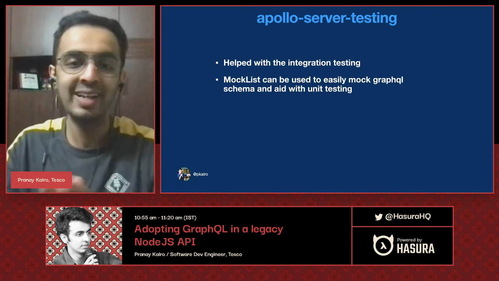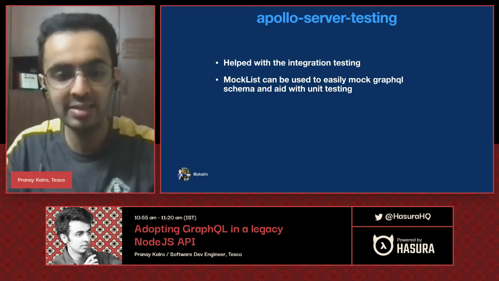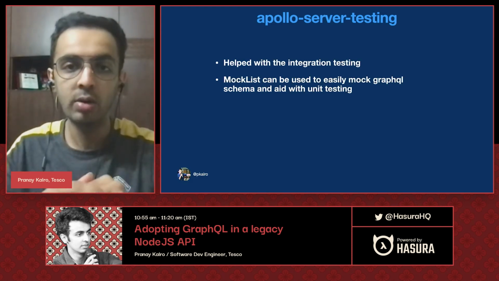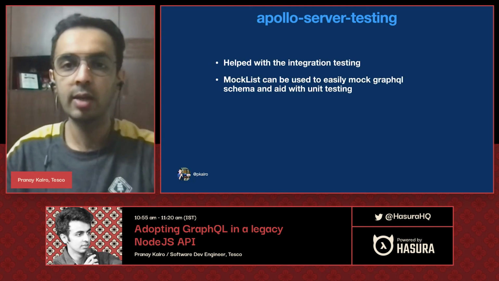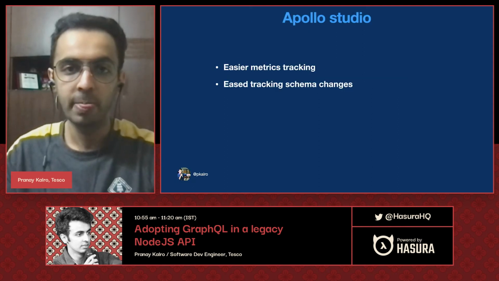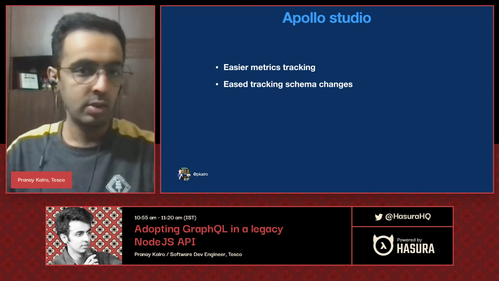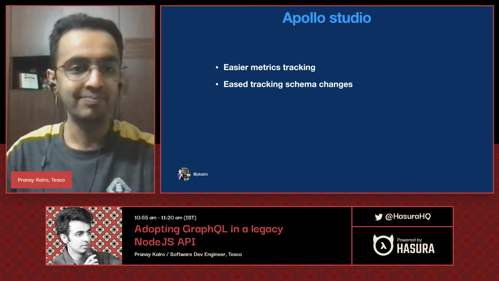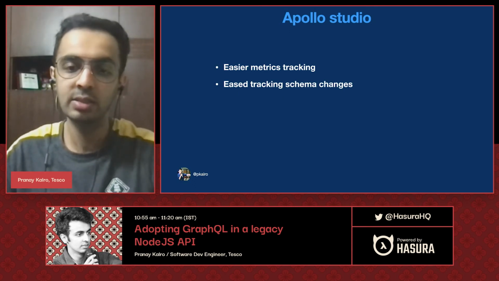So we followed a TDD approach. What it helped us do was ease our unit testing and integration testing, and obviously we wanted to test more and not land into trouble. So Apollo server testing was the solution that came to our aid. And coming to the last tool in the toolkit, the Apollo Studio. Like I said, there are many things that I can cover in Apollo Studio, but easier metrics tracking and easier tracking of schema changes are the two things that we used it most for.